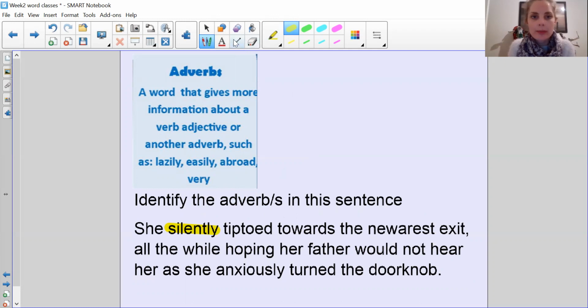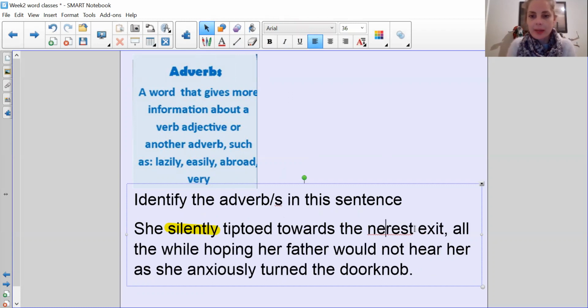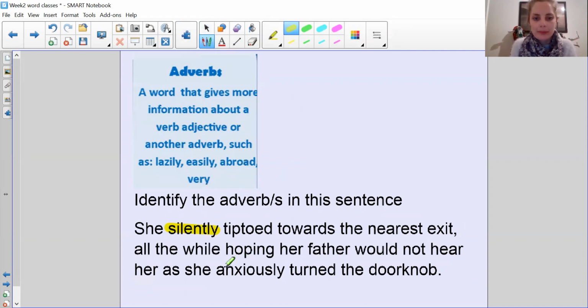Towards the nearest, oh, there's a bit of a spelling error there. Let me just quickly take out that W. The nearest exit, all the while hoping her father would not hear her as she anxiously turned the doorknob. So there you can see both those words end in ly, and it's telling us more about how they're doing that action. Okay, silently tiptoed is describing that action. So tiptoed is my verb and silently is describing that verb. Turned, I can turn something, and anxiously is describing that word turned.